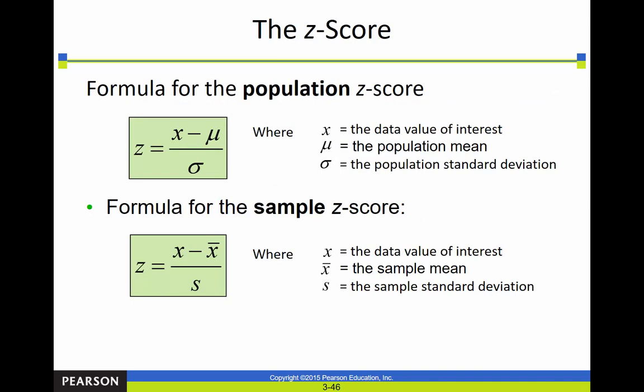So to find the z-score of a given data point in a population, all you do is take x minus the population mean divided by the standard deviation. And for a sample, it's x minus the sample mean divided by the standard deviation.